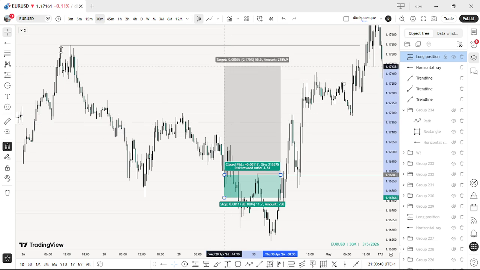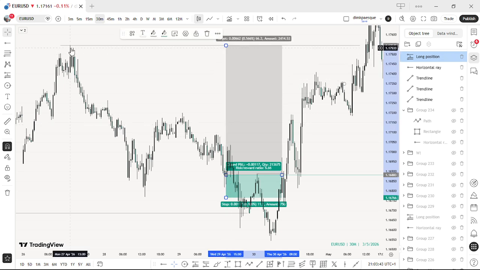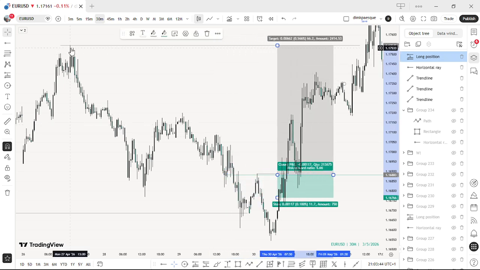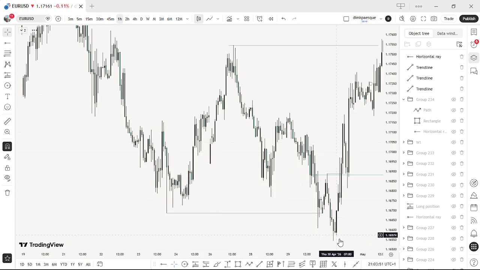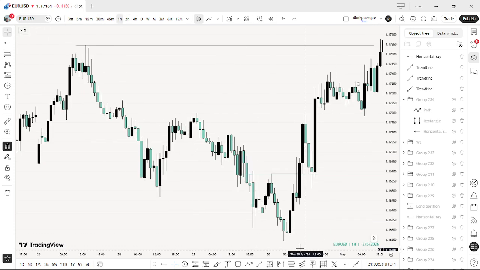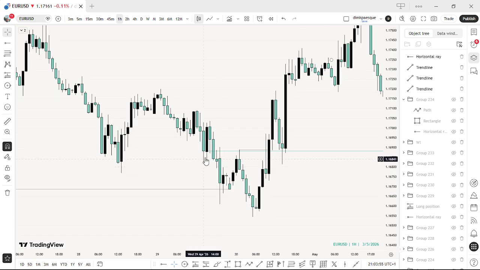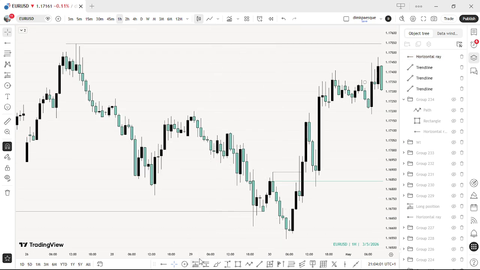Now when I entered this, I used the hourly time frame to confirm it again. So look at the 1 hour. After we've got that 30 minutes break of structure, I used the 1 hour. The reason why I used the 1 hour was because of this key level that we were flipping here. So this was the final entry that I used.